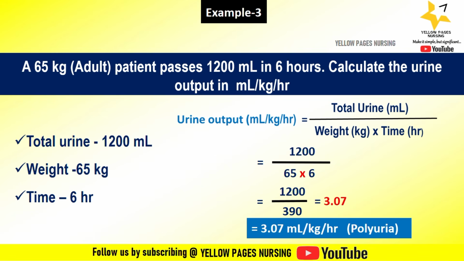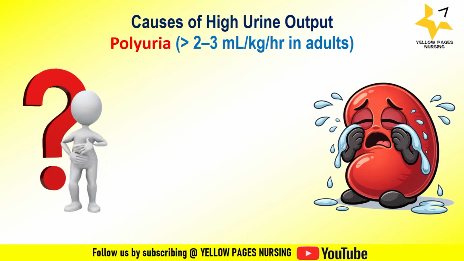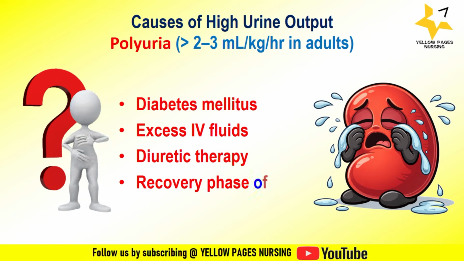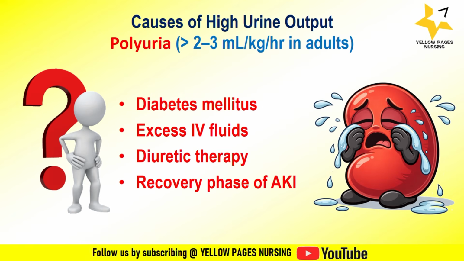If urine output is more than 2 to 3 ml per kg per hour, it is called polyuria. Common causes of polyuria include diabetes, excessive IV fluids, diuretics, and the recovery phase of kidney injury. So both low and high urine output are very important.